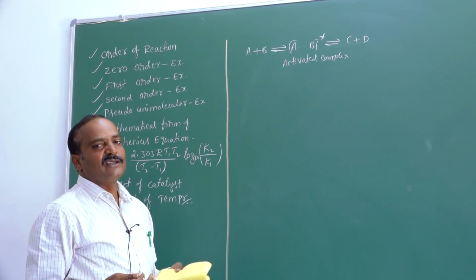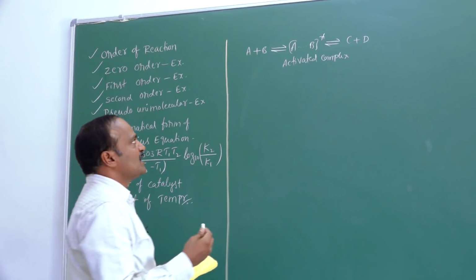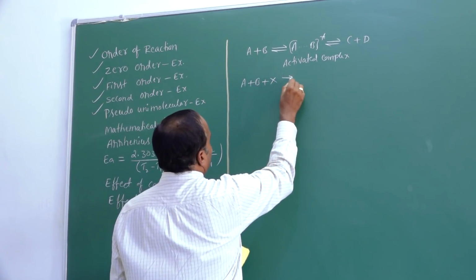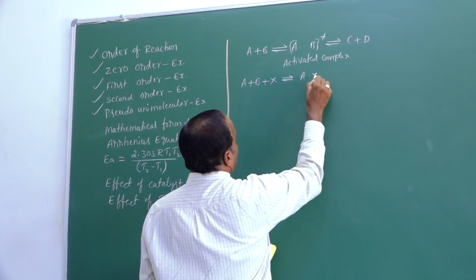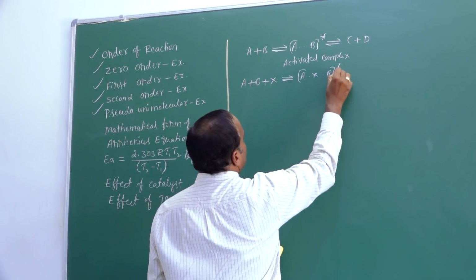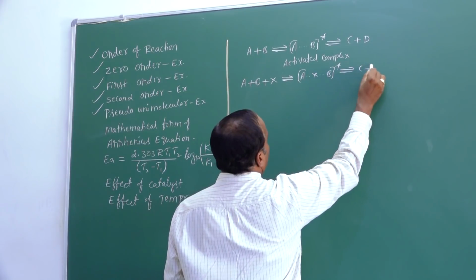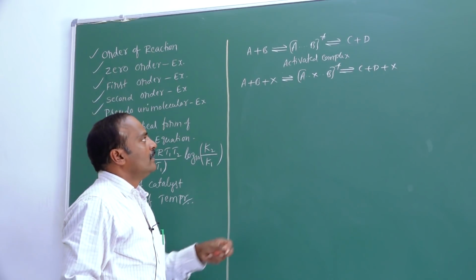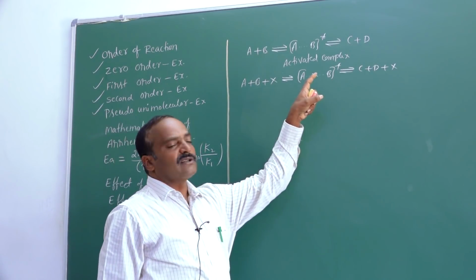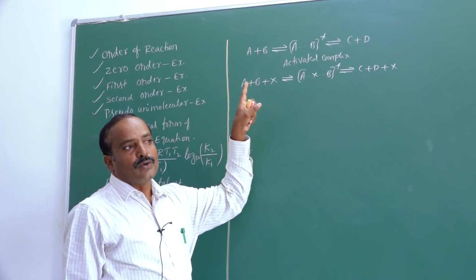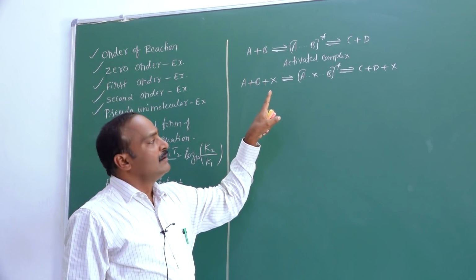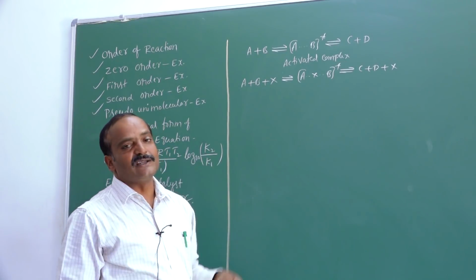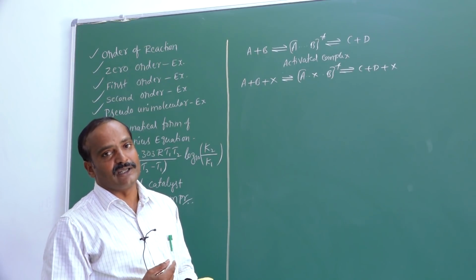When the same reaction is conducted in the presence of catalyst X, A plus B plus X gives rise to A dot dot X dot dot B star, which gives rise to C plus D plus X. A dot dot X dot dot B star represents the collision between the reactants A and B in the presence of catalyst X. X is called a positive catalyst.